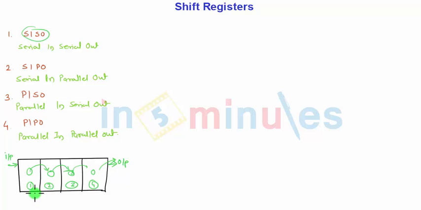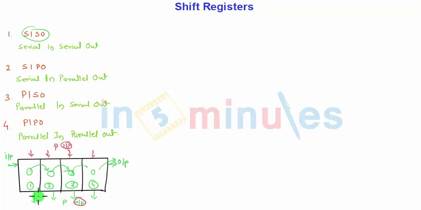Or you can take data parallelly out in this manner. That is nothing but serial in, parallel out. Or you can send the data parallelly in. So this one is the case for parallel input, and you can take it serially output, parallel in, serial out, or parallel in, parallel out. So these are the forms.